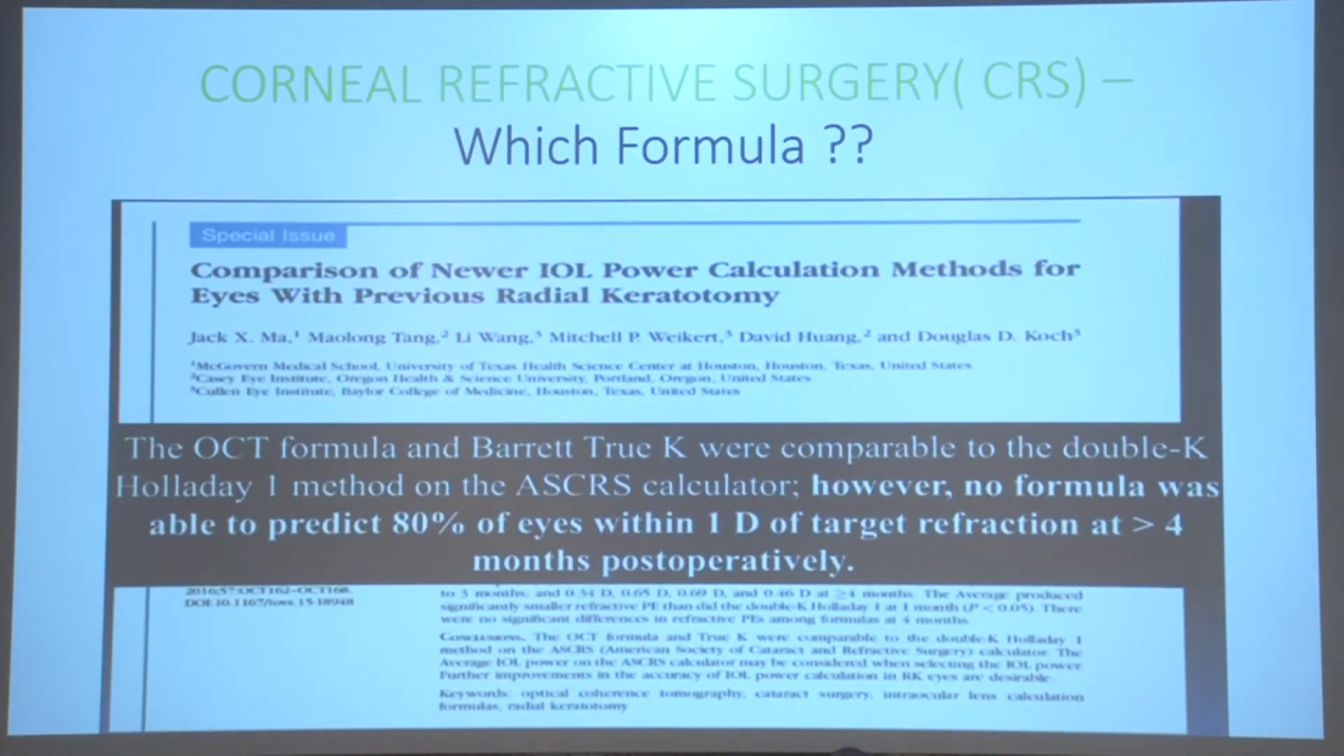Again, coming to this paper, which says that the OCT formula and the Barrett True K were comparable to the double K Holladay 1 method on the ASCRS calculator. However, no formula was able to predict 80% of eyes within 1 diopter of target refraction at more than 4 months post-operatively.